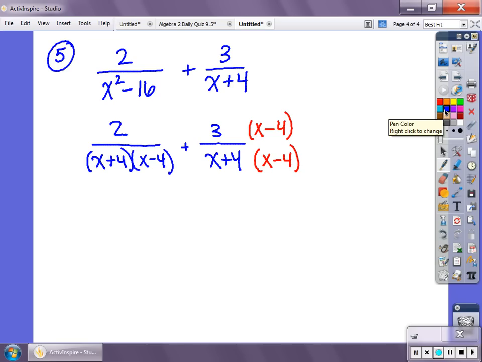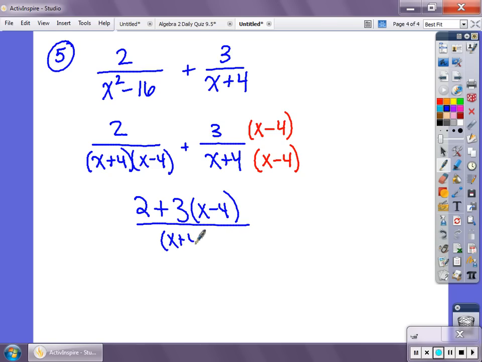So what we'll have is the 2 plus 3 times x minus 4 all over the denominator, which is x plus 4 times x minus 4. These came from your denominators. And then the 2 got written here, plus here, 3, and then x minus 4. So all we need to do is distribute now.